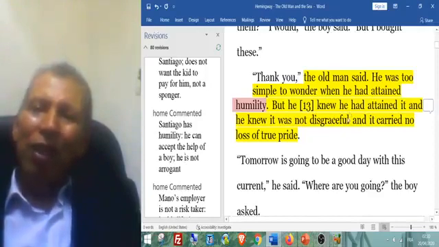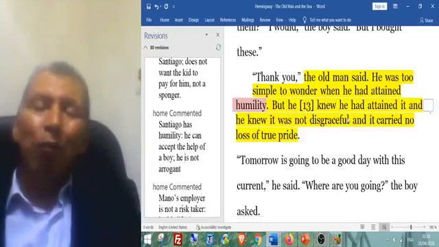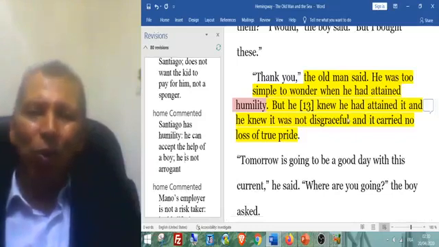For Hemingway, a true hero is not someone arrogant. Humility is a characteristic of real heroes, according to Hemingway.